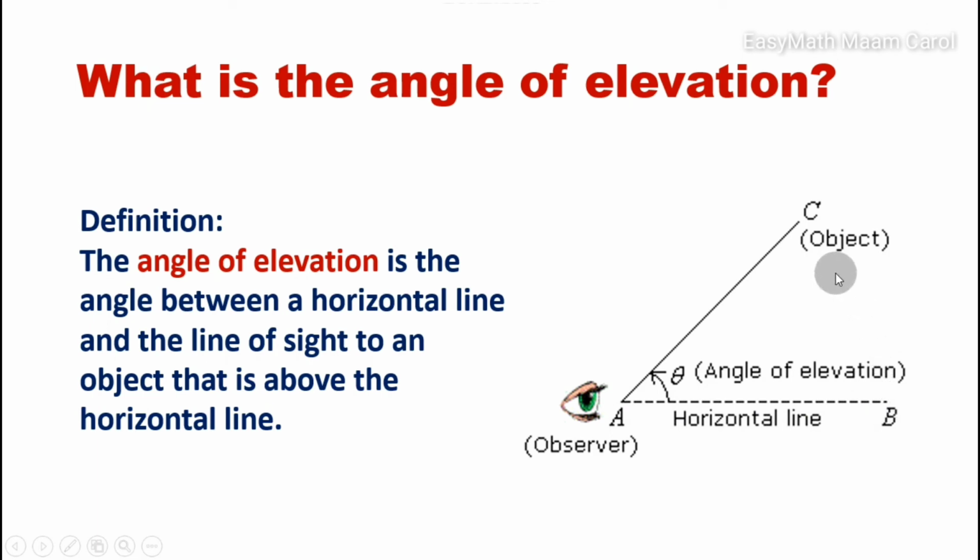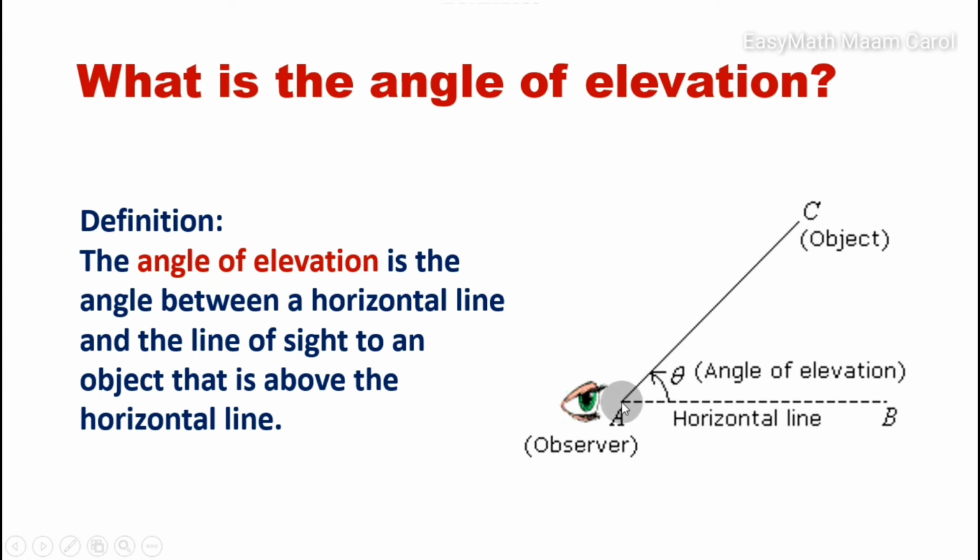Now, if you are going to look at an object above the horizontal line, so nasa taas, kunyari, nasa baba ka, titingin ka dun sa prutas na nasa ibabaw or nasa taas ng puno. O kaya gusto mong tumingin sa isang lumilipad na saranggola. So, yung object nasa taas nung iyong horizontal line. So, pagka tiningnan mo yung object na nasa taas na yon, you create the line of sight. So, itong guhit na to, ito yung tinatawag na line of sight.